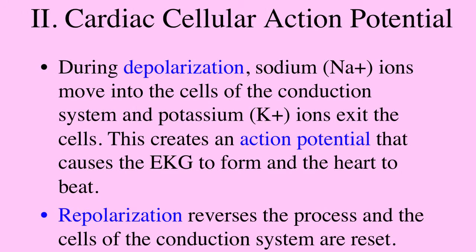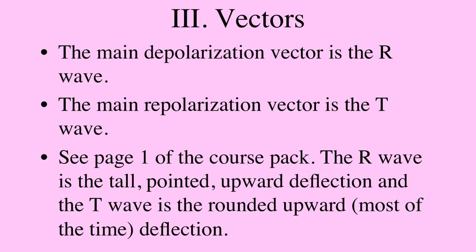As we go forward to the next slide, we have the term vectors, number 3 in the outline. And we're looking at the main depolarization vector, which on the EKG is the R wave. And what this means is you have this electrical message coming through and the heart contracting and the R wave is formed. And in fact, if you look on page 1 of the course at the bottom, you'll see the tall upward pointed deflection is the R wave. And that's the main depolarization vector.